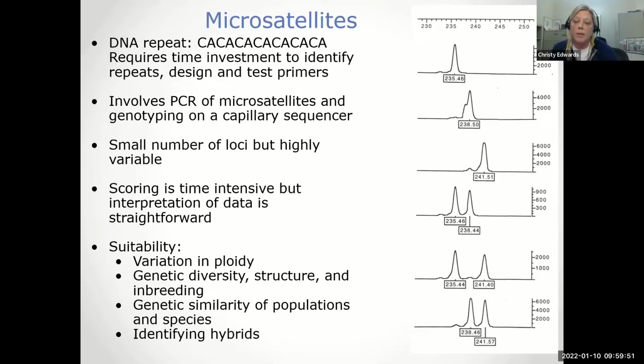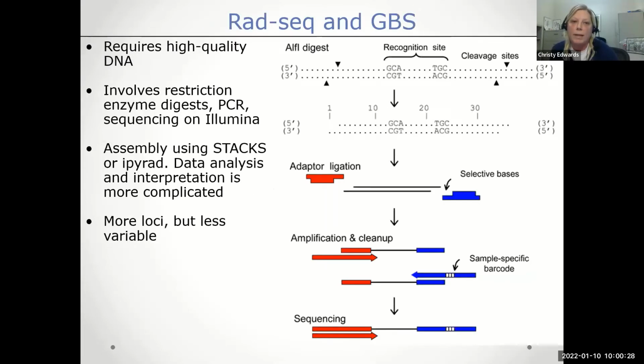One of the things that microsatellites can be really good for is looking at variation in ploidy. So we have diploids or tetraploids, for example, and a lot of times tetraploids will have 4 alleles per locus. That can illustrate differences among individuals in ploidy across populations or within populations. And then these are markers that can be used for genetic diversity, genetic structure, inbreeding, looking at the genetic similarity of populations, and also identifying interspecific hybrids like F1 hybrids. Next slide.